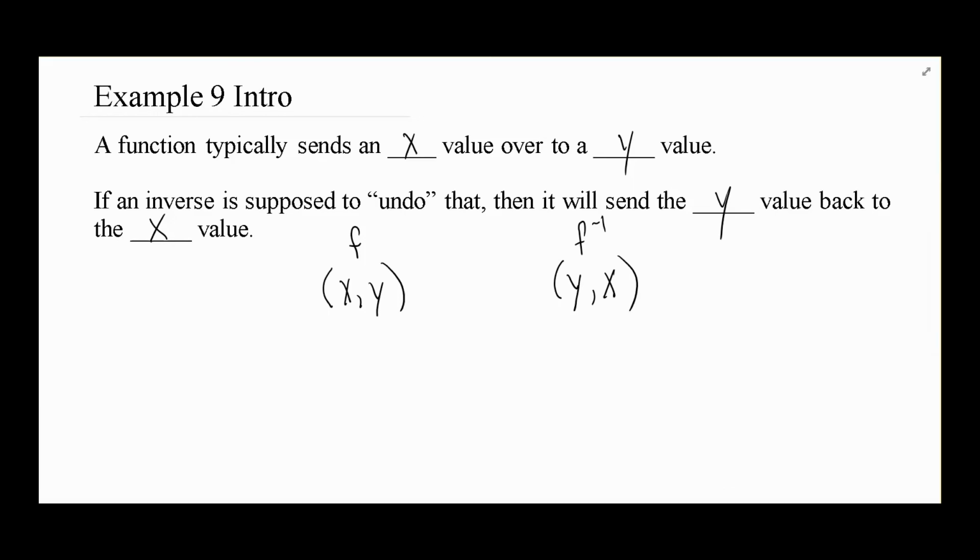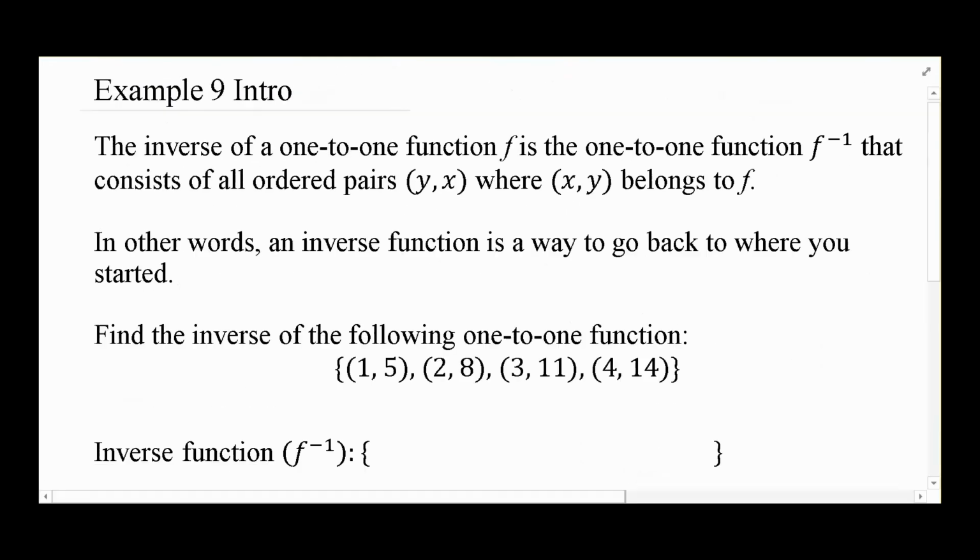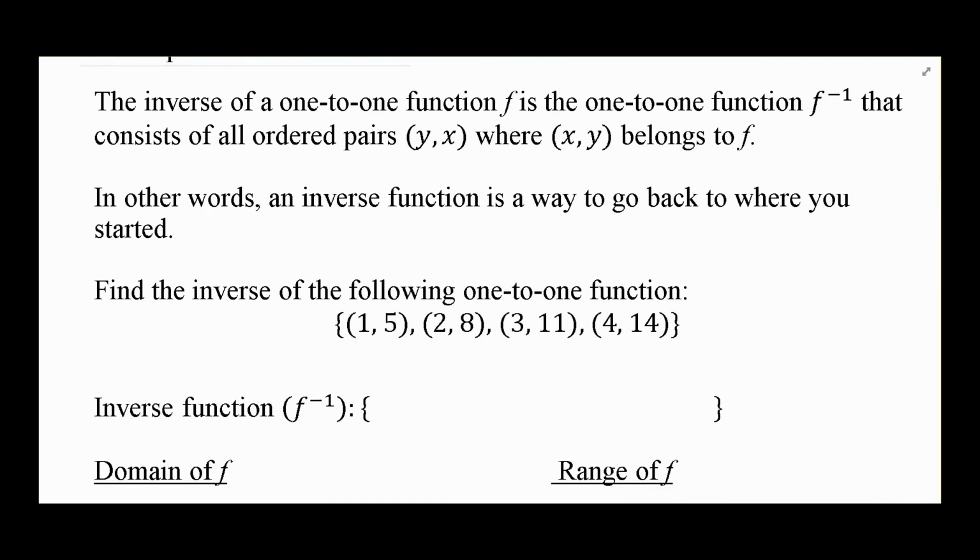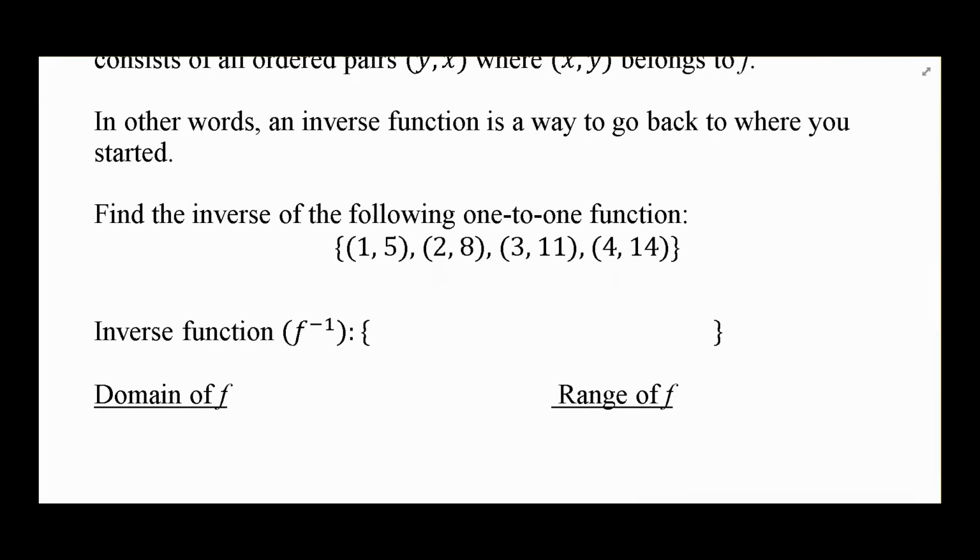Let's make it even more wordy. The inverse of a one-to-one function f is the one-to-one function f inverse that consists of all the ordered pairs (y, x) where (x, y) belongs to f. That's basically what we just said in that simple definition previously: if (x, y) was on the function f, then (y, x) is on the inverse. That's what we want to think about this as.